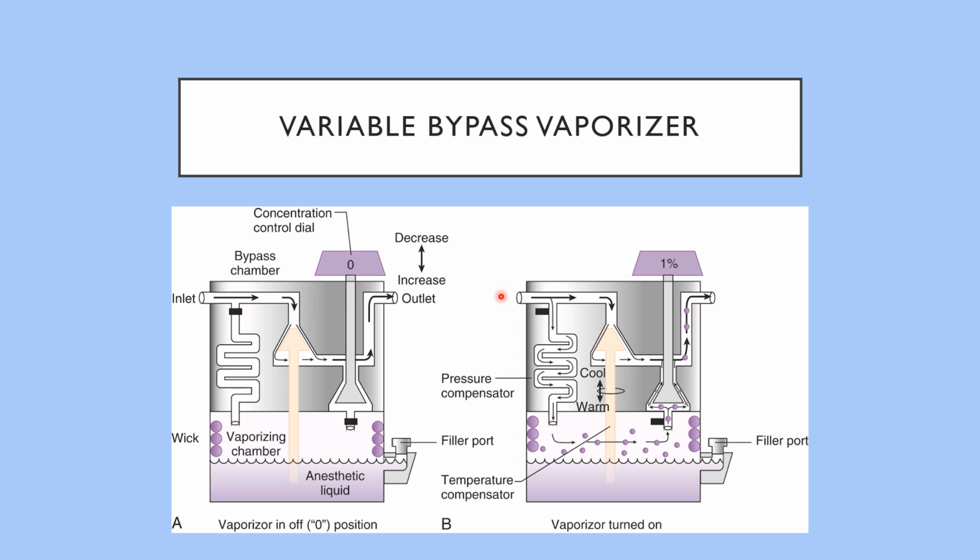So you can see gas will enter over here, and then the vast majority of that carrier gas will flow through this bypass chamber and never combine with the anesthetic gas until the very end. But a portion of that carrier gas is diverted down here into the vaporizing chamber, where it basically comes in and picks up anesthetic gas molecules from the saturated vapor pressure, and then it comes back up to combine with that carrier gas to the output.